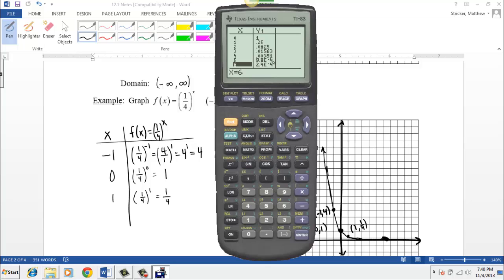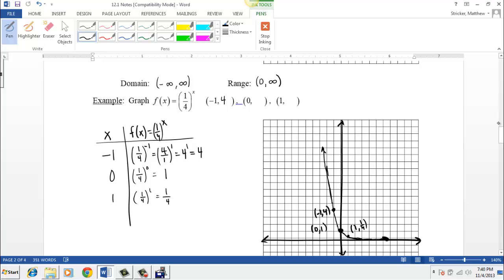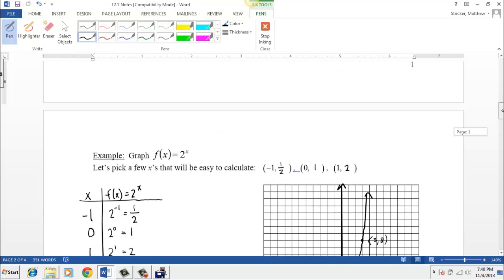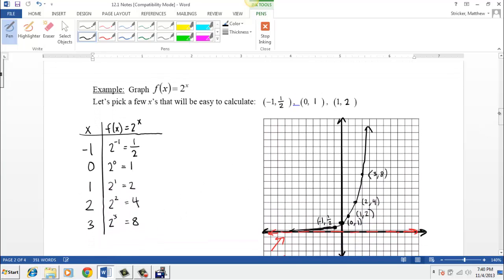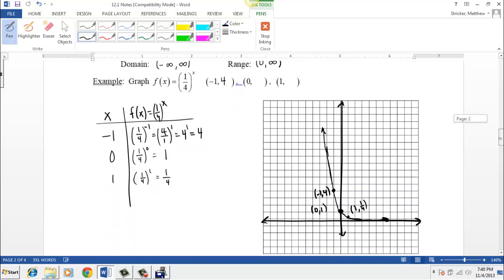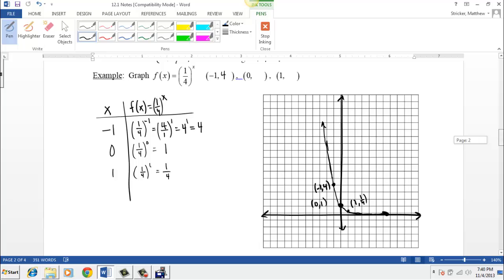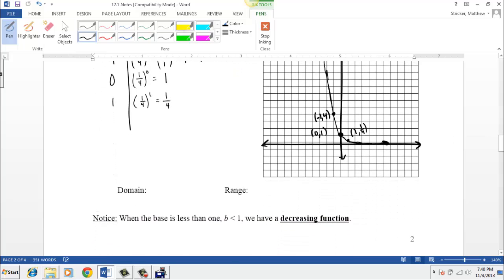And so if the last example was what we call an increasing function, when the base is a number bigger than 1, here we have a fraction as our base, 1/4. We call this a decreasing function. When the base is less than 1, we get a decreasing function. Domain is still -infinity to infinity.